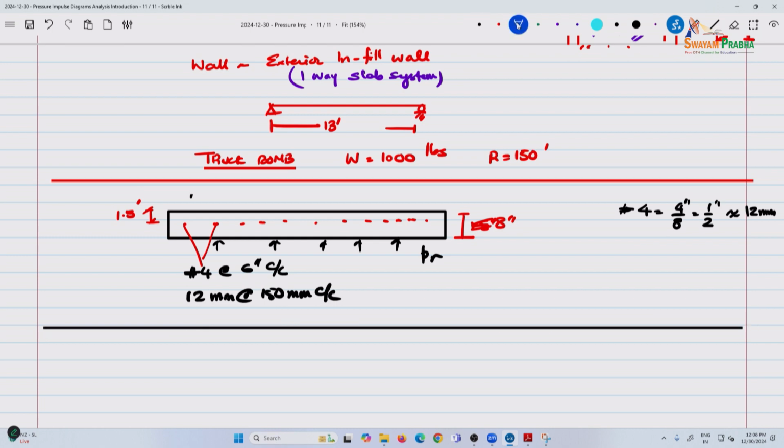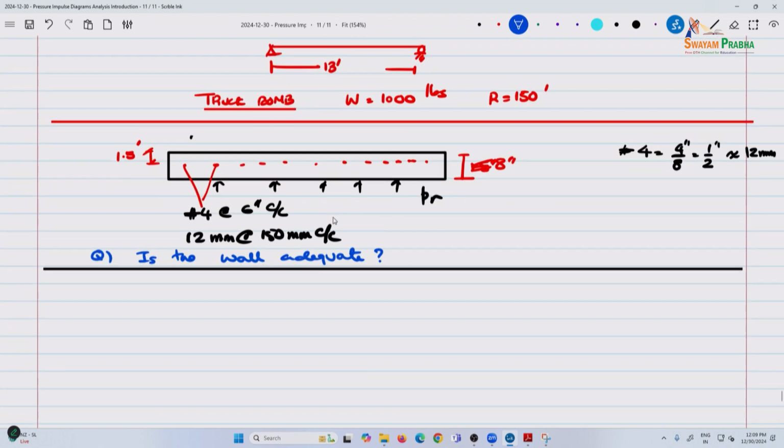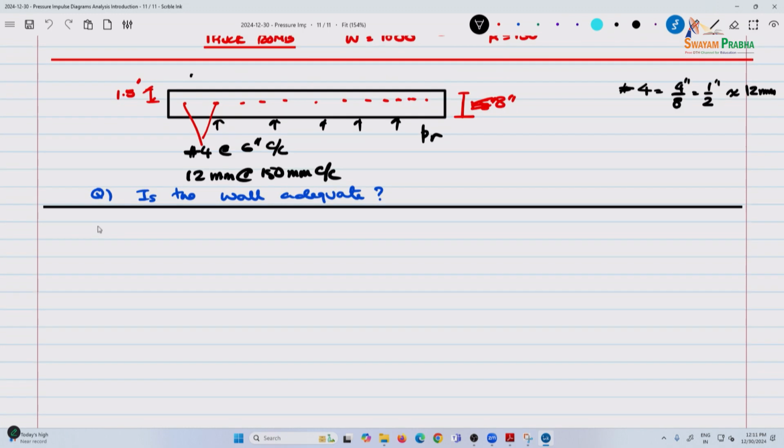Question: is the wall adequate? Tomorrow and Wednesday we'll see some very interesting ways to design. They've again borrowed some concepts, and not all companies may use it. I've seen some companies use this process, others not, but I thought this is a very creative way of doing some things, so I'll present that.